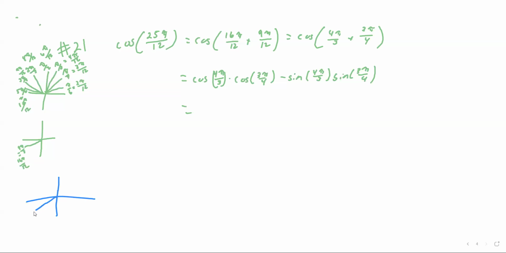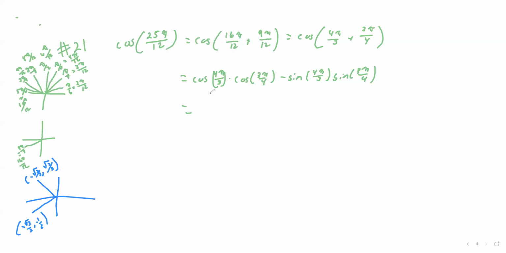I needed 4 pi thirds, which would be negative 1/2 and negative square root 3 over 2, because I'm closer to the, oh, I lied. I'm closer to the x-axis. So my x value needs to be the larger. So this is negative square root 3 over 2 and negative 1/2. And then over here for the 3 pi fourths, we talked about this already, but it's negative square root of 2 over 2 and positive square root of 2 over 2.